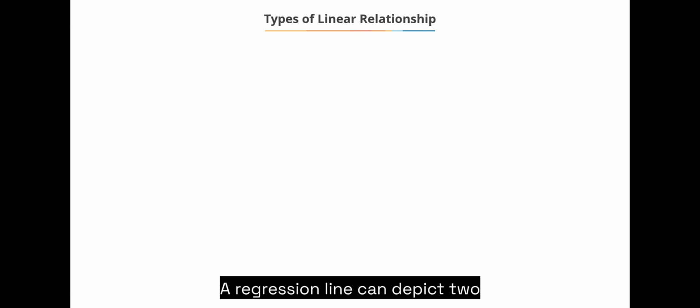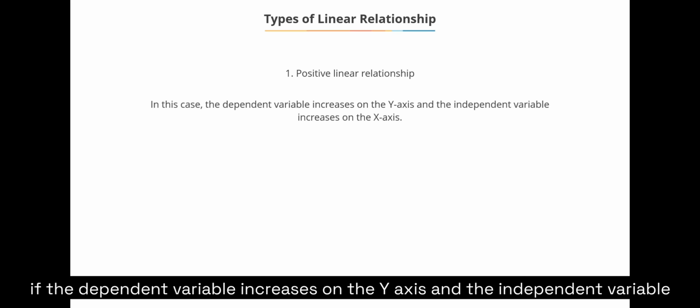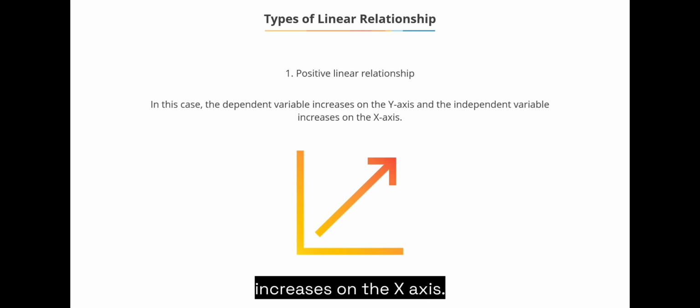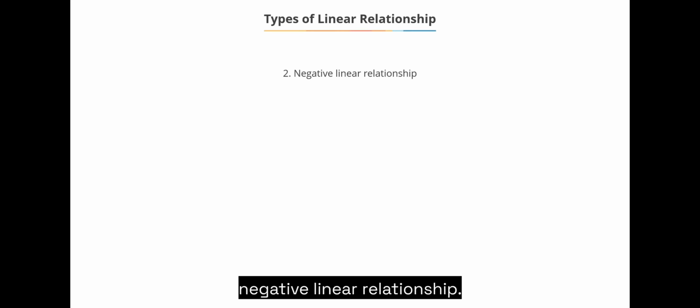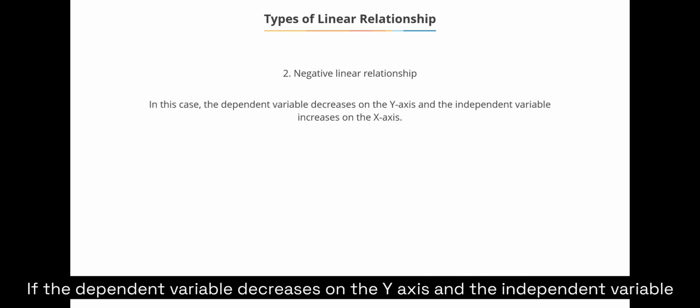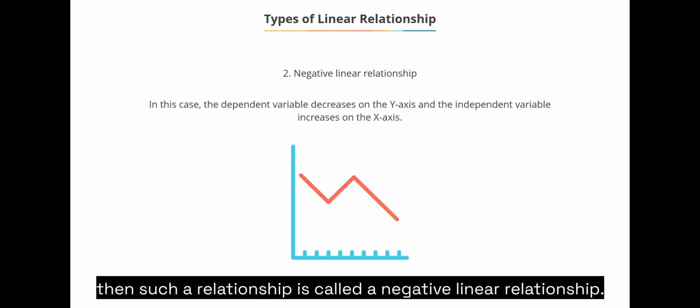A regression line can depict two types of relationship. Positive linear relationship. If the dependent variable increases on the y-axis and the independent variable increases on the x-axis, then such a relationship is termed as a positive linear relationship. Negative linear relationship. If the dependent variable decreases on the y-axis and the independent variable increases on the x-axis, then such a relationship is called a negative linear relationship.